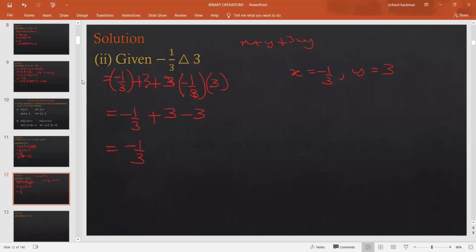Okay, very good. So at this point, you draw your conclusion. Therefore, minus 1 on 3 delta 3 is equal to minus 1 on 3. So as simple as that, this then becomes your conclusion. Are you with me?